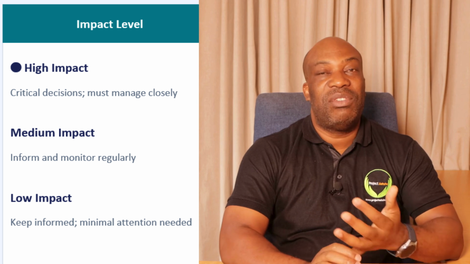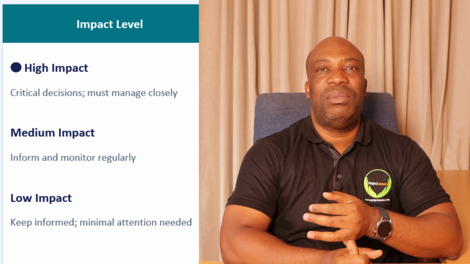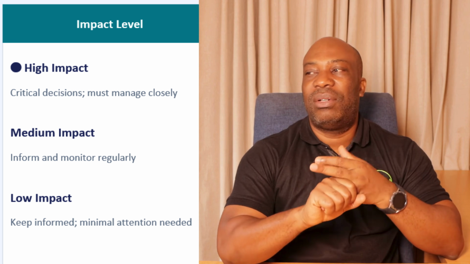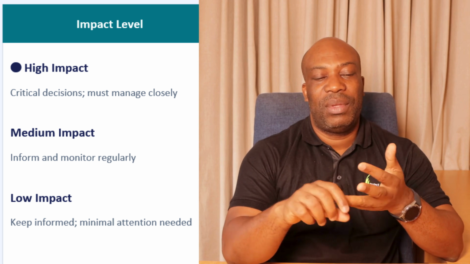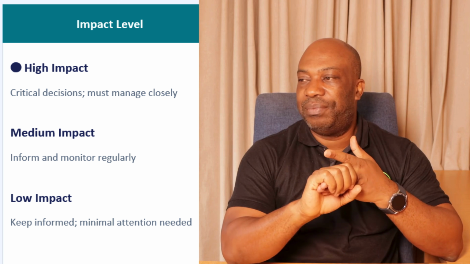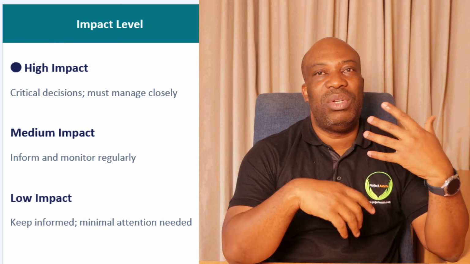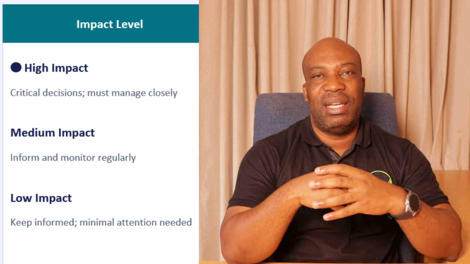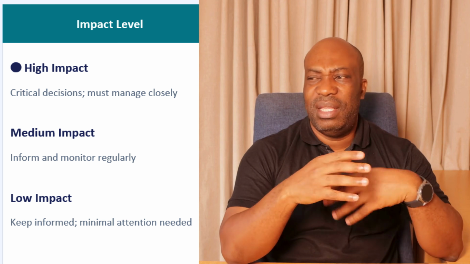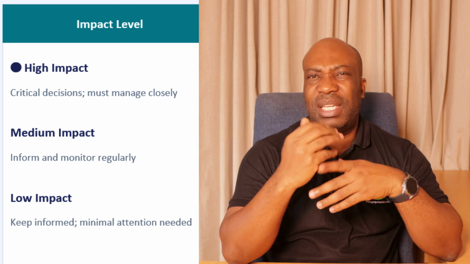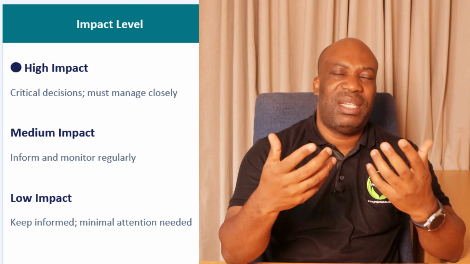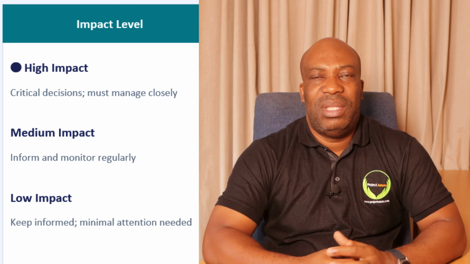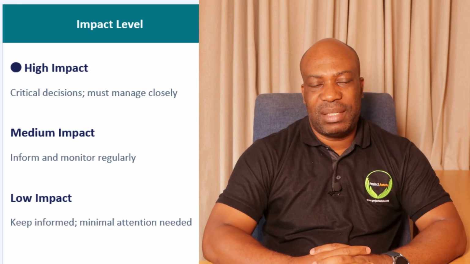So in terms of impact level, you also have high impact level, which means these ones have critical decisions and must be managed closely. You might also have medium impact, which means you just need to inform and regularly monitor these particular stakeholders. Then there are others who are low impact. You just keep them informed. They don't need too much attention. So those are the three levels of impact.